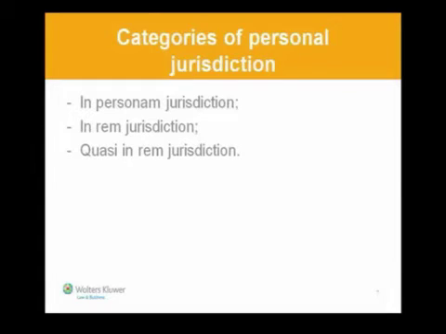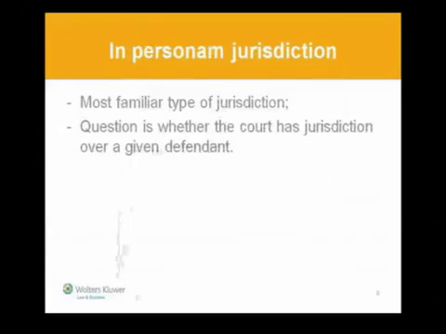The most common and most familiar type of personal jurisdiction is in personam jurisdiction. In personam jurisdiction exists when the court has the power to make rulings affecting a specific person or corporation. If the court has such power, it may make orders that directly affect the individual or corporation, and those orders would be entitled to full faith and credit in other states.